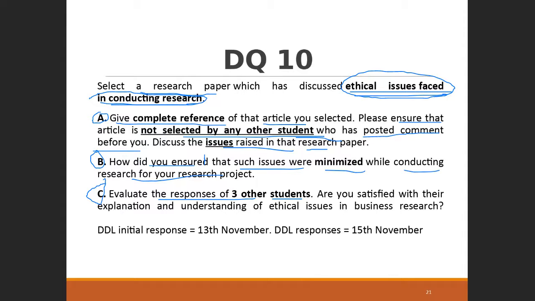The point of consideration is that you must select that research paper which discusses some ethical issues faced in conducting research. Give complete reference, and that research paper must not be selected by any other student who has posted a comment before you.